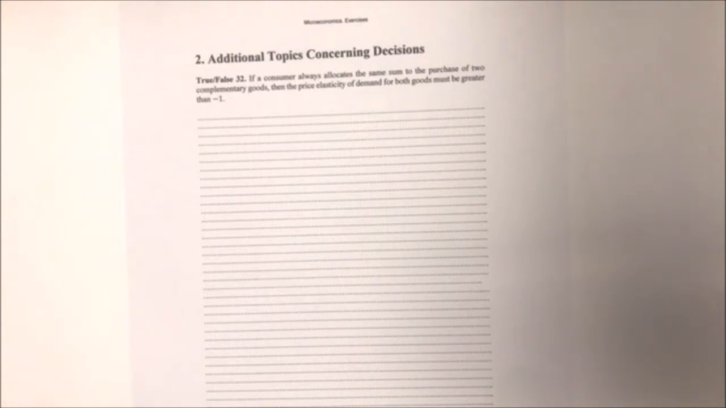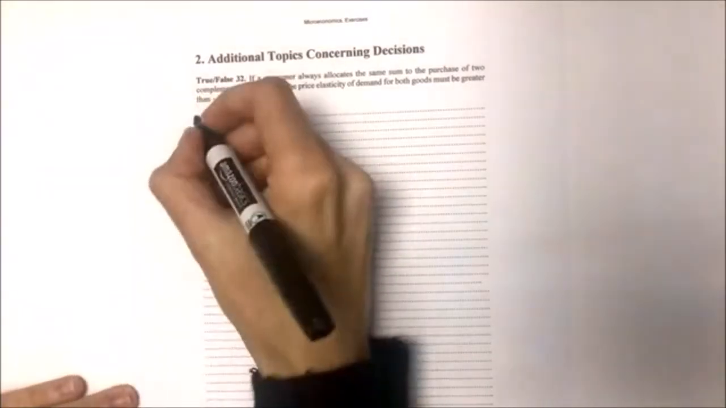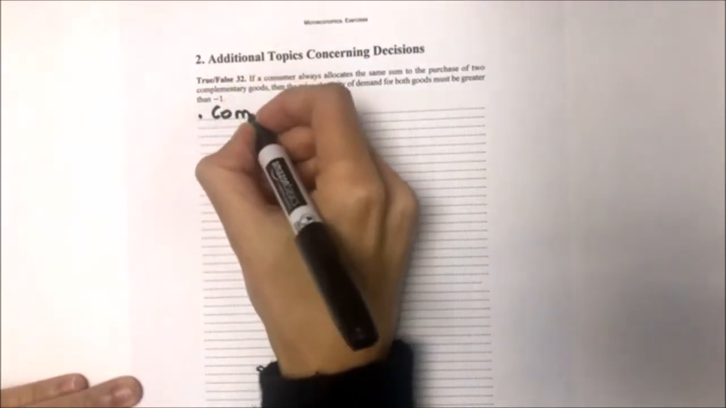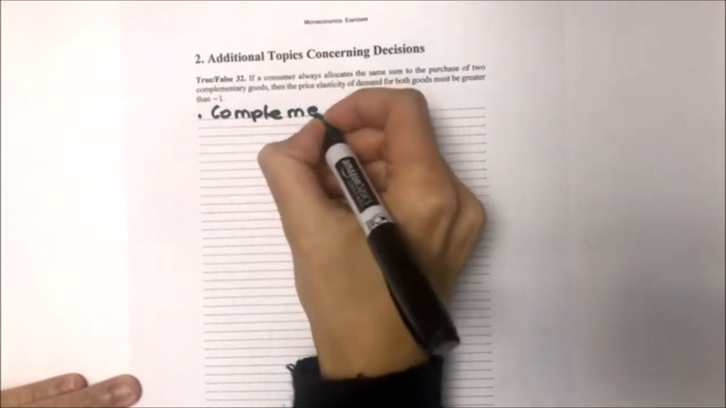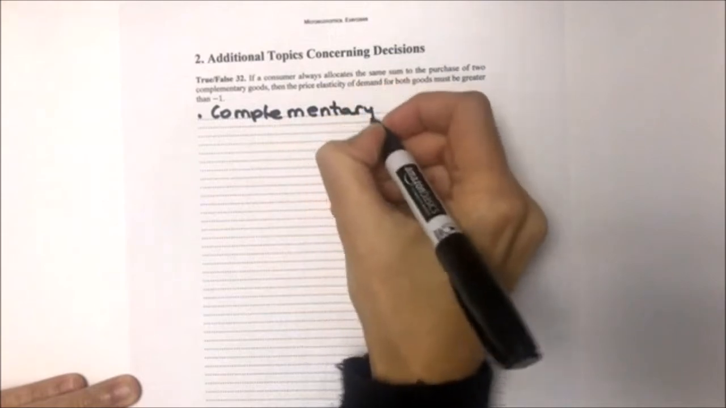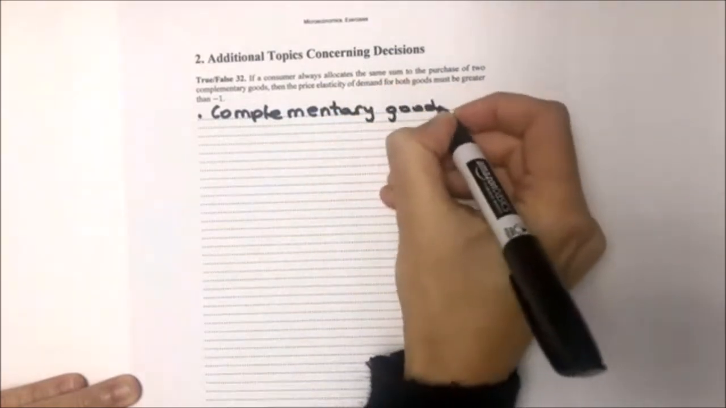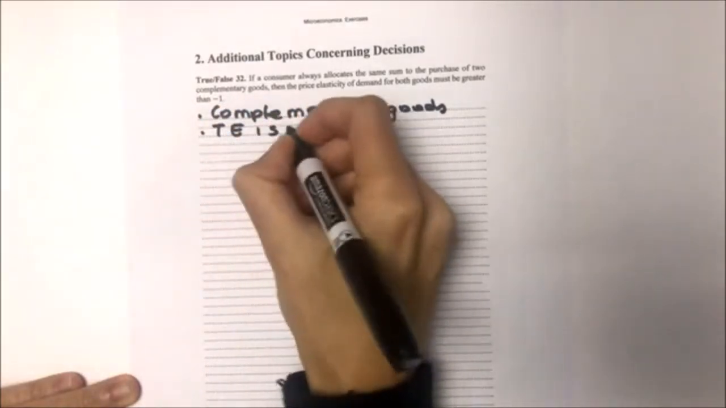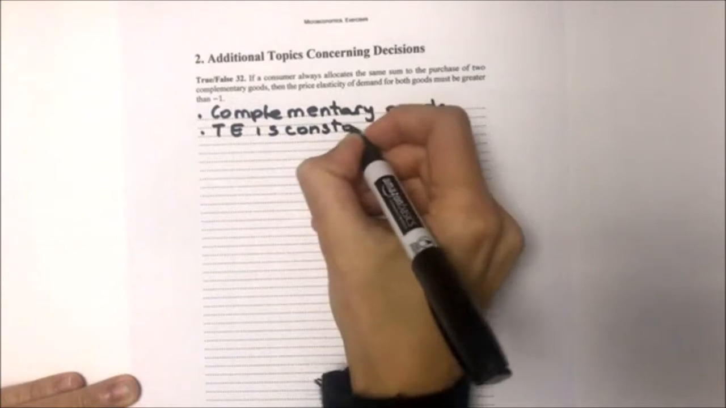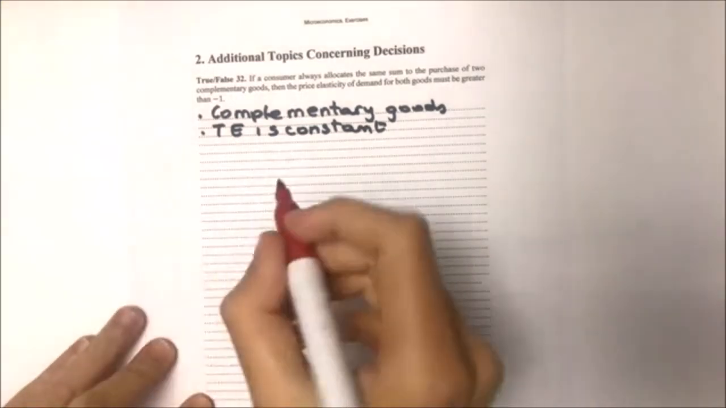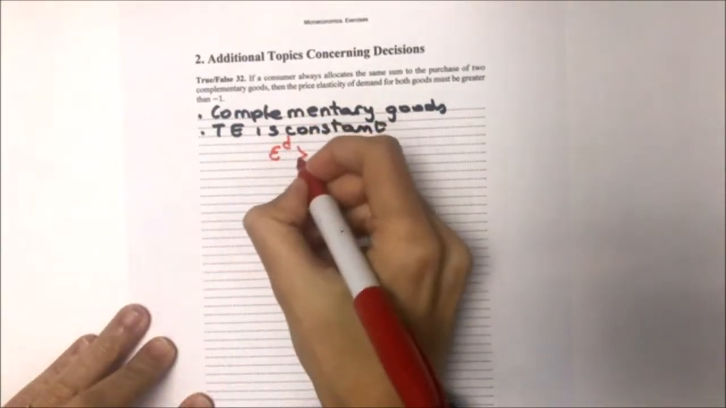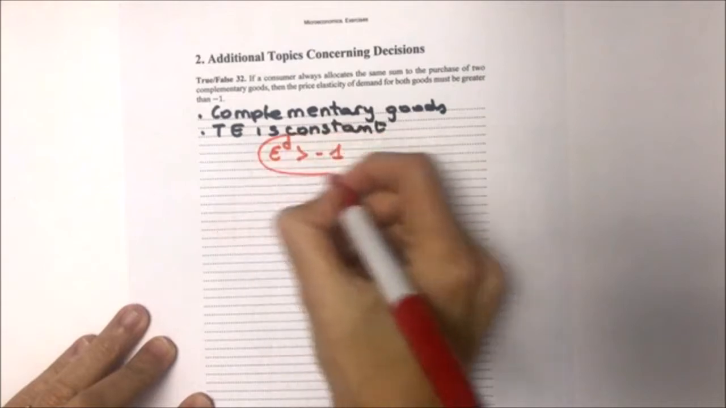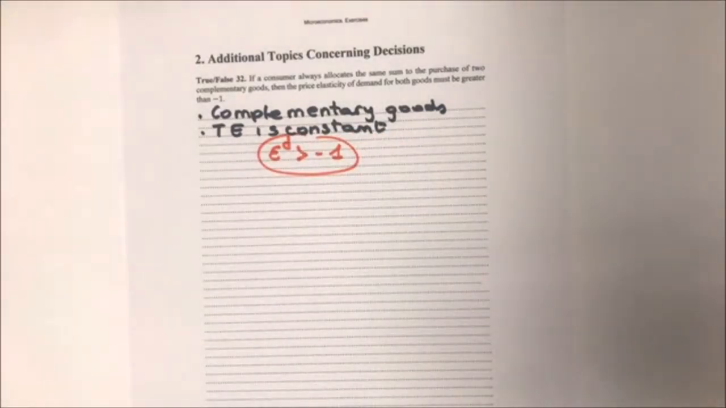Okay, so basically we have, let's summarize a bit, complementary goods, and we are told that the total expenditure is constant. We have to say whether it is true, false, or uncertain, and the price elasticity of demand for both goods must be greater than -1. Okay, that's the part we are supposed to comment.